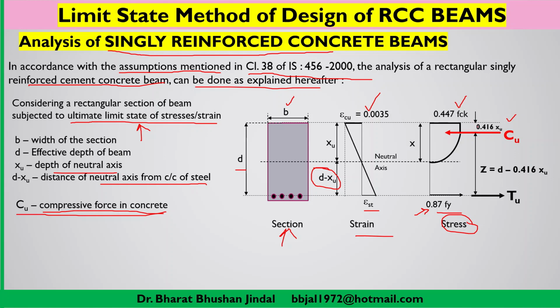So we are considering that the center of gravity of this stress block from the outermost fiber of concrete is given by the formula 0.416 xu, where xu is the depth of the neutral axis. So 0.416 xu will be the location of the center of gravity of this compression block, or compressive stress block.